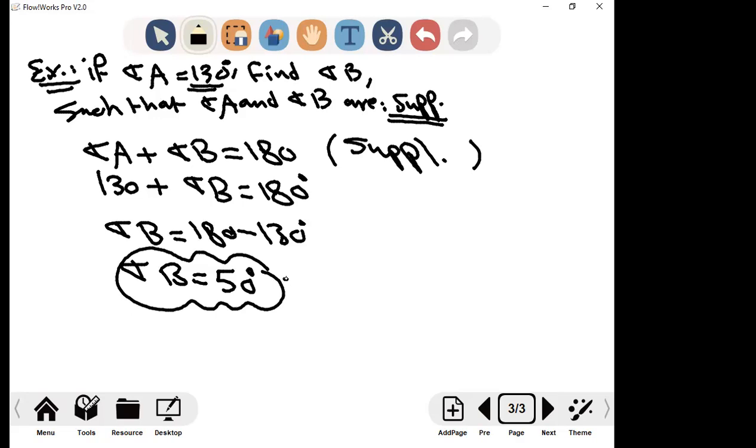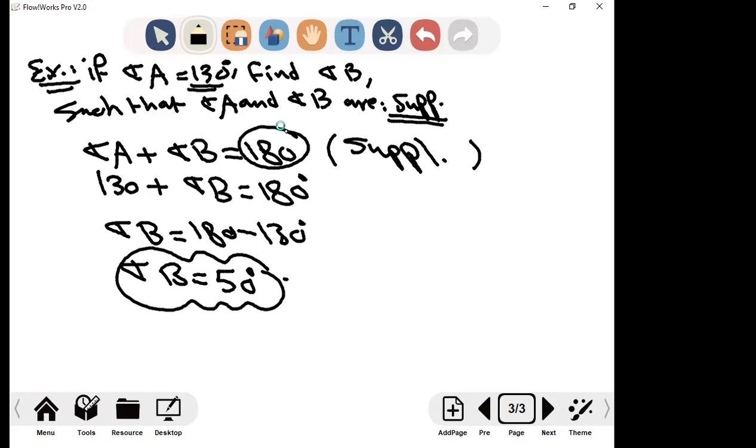We are in example 3. Look at the board, guys. Now I have angle A, how much? 130. And angle B, how much? 50. And the sum of them is how much? 180. Means if I want to draw them, they should be on what? On a straight line. Why? Because the total of them should be 180.